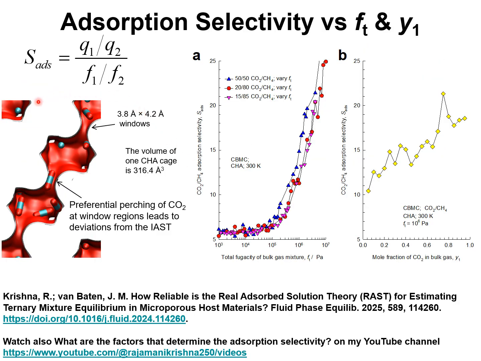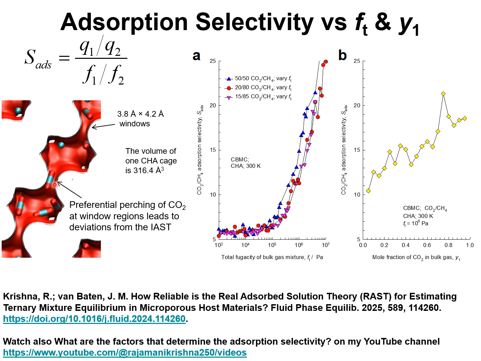I examine selectivity for mixtures of carbon dioxide and methane in Chabasite that consists of cages of 316 cubic angstrom. Each cage is separated from adjacent cages by narrow windows that have apertures of sizes 3.8 angstrom to 4.2 angstrom.